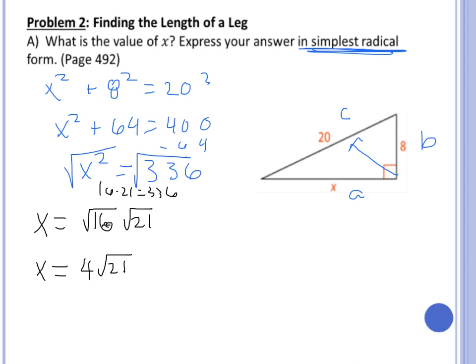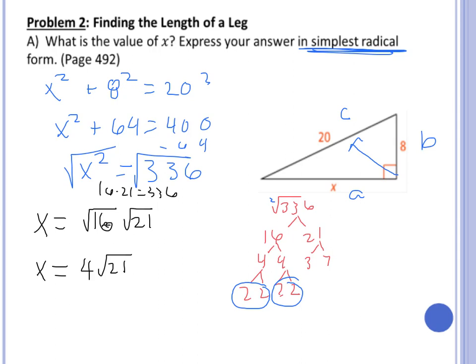If you don't know your perfect squares as well, then you should be doing a factor tree. So if I have 336, I want to figure out what the multiples of 336 are. So I could do 16 and 21, and I could do 4 and 4, 3 and 7, 2 and 2, 2 and 2. Now, when I'm taking the square root of a number, that's like there's a 2 here. That's an index of 2. So I'm looking for pairs. So here's a pair, and here's a pair.